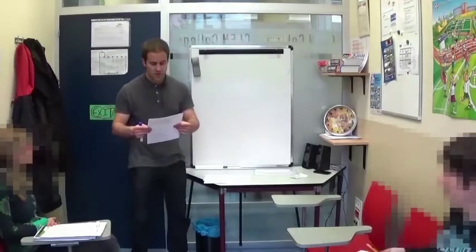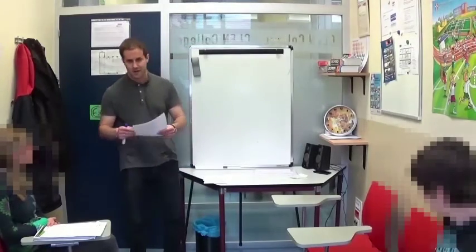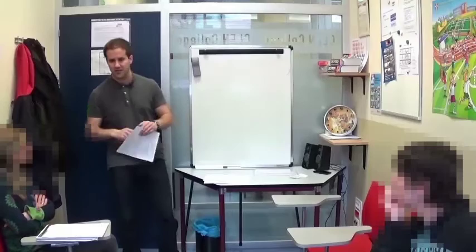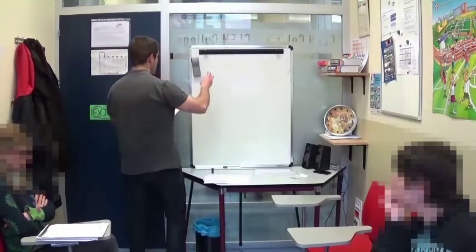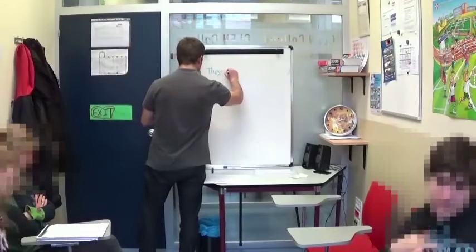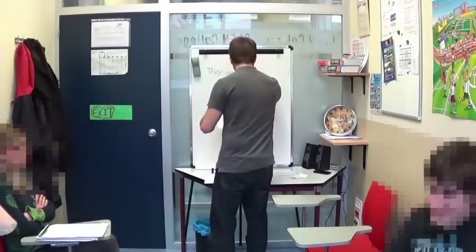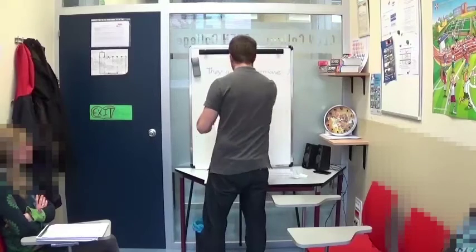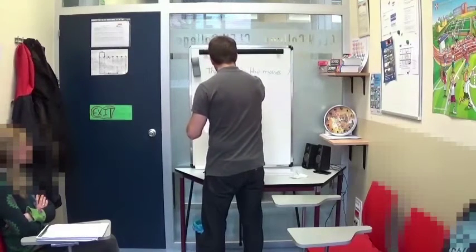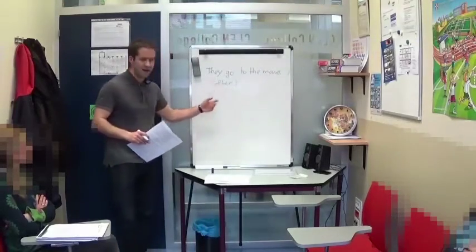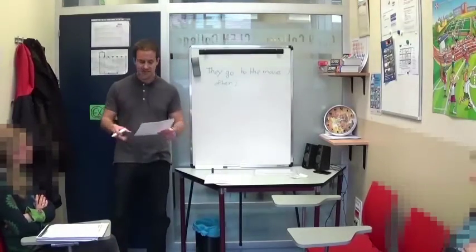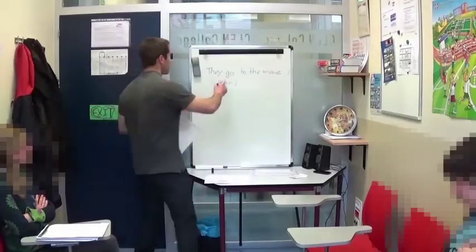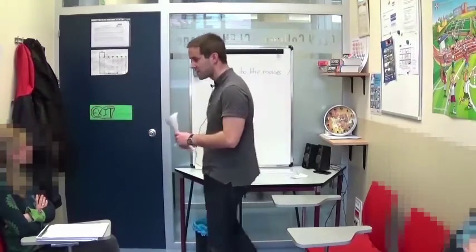Okay, and now we are going to do another activity, also of adverbs of frequency, in which you're going to have a sentence, and at the end of the sentence you're going to have an adverb in brackets. So for example, they go to the movies, and in brackets, often. You have to choose in which part of the sentence you will put it. So where would we have to put this adverb? Exactly, so we will put it over here. They often go.